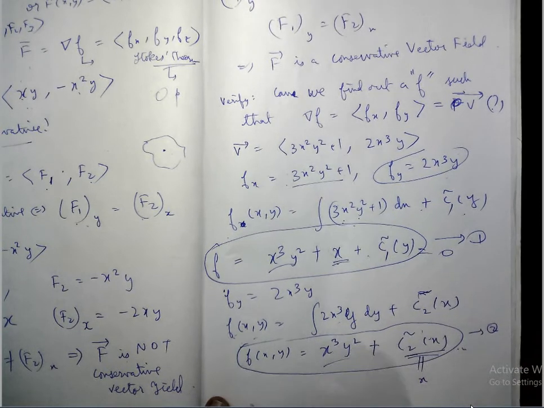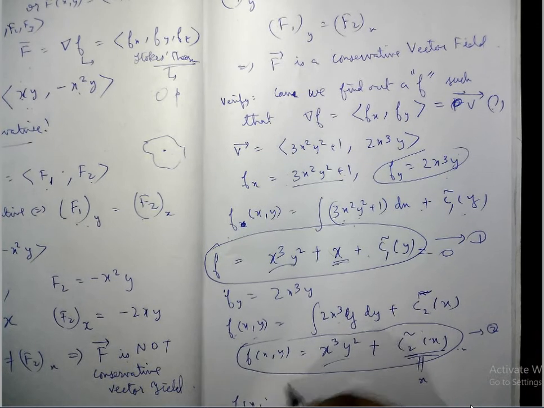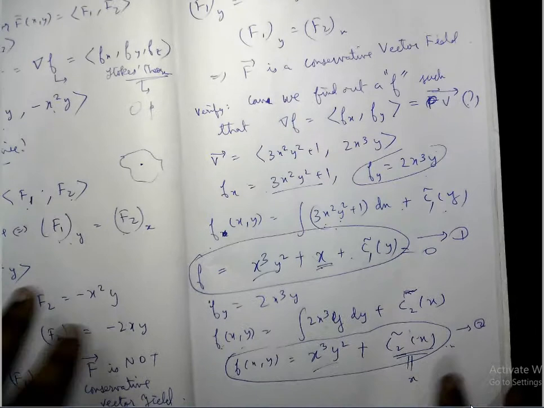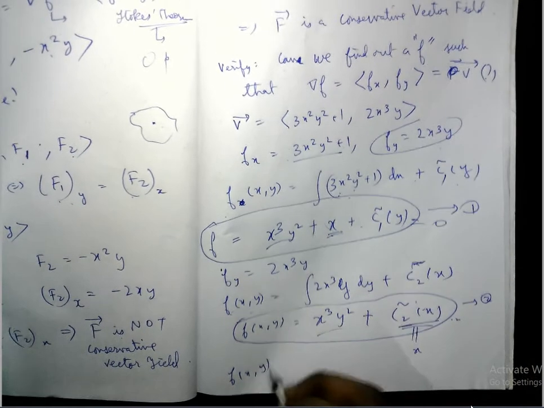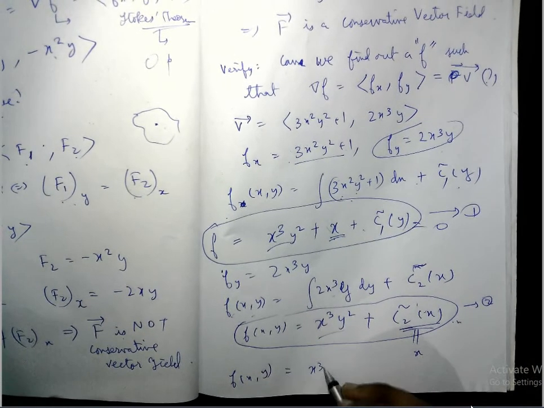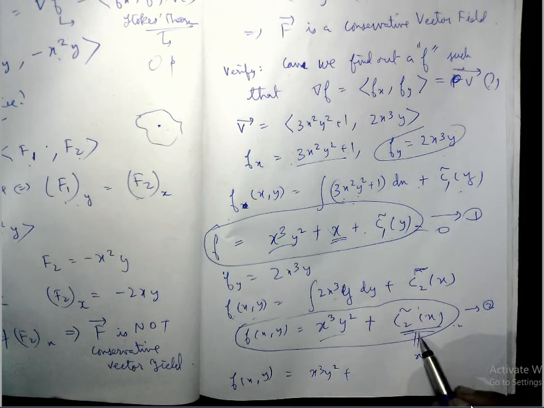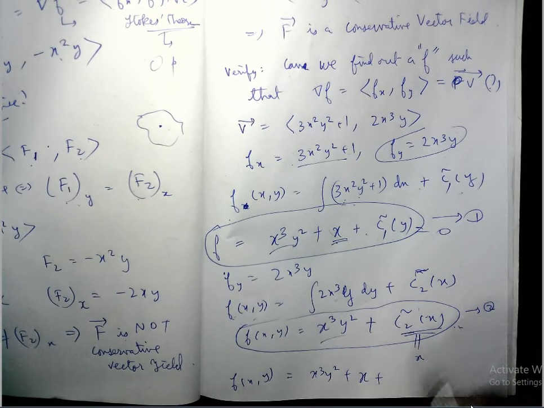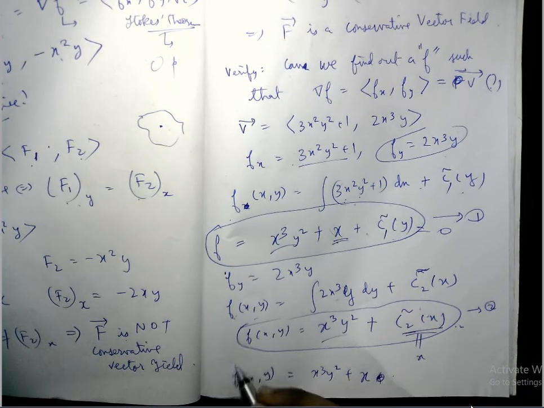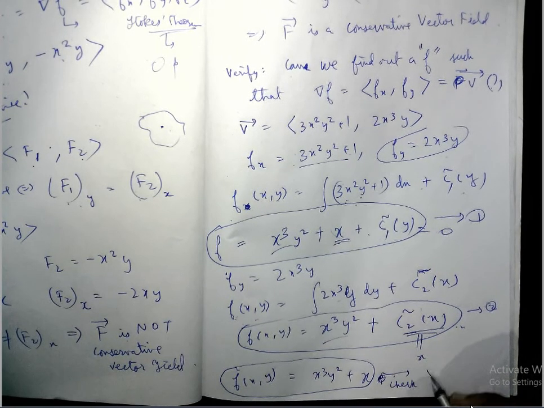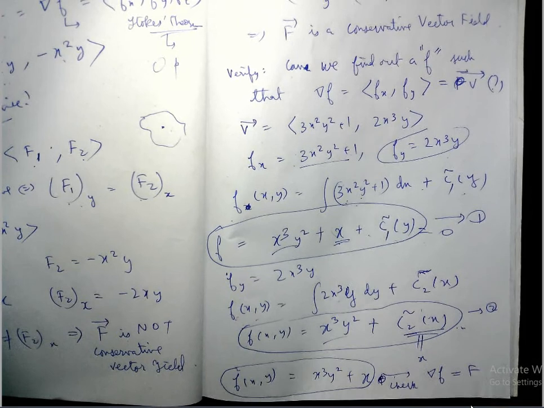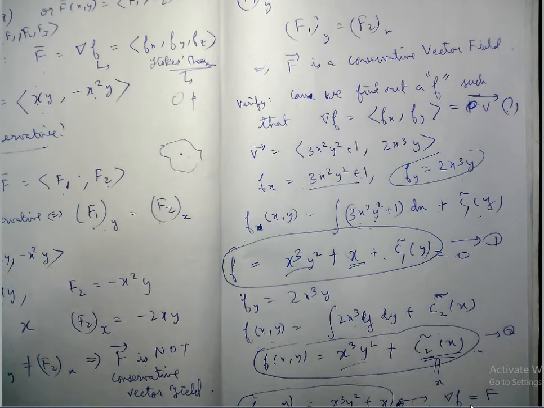So f(x,y) is equal to x³y² plus, as I said, c2 tilde of x is x and c1 tilde of y is 0. So this is our function. You can check that the gradient of f is actually equal to capital F. So that is how you solve this question.